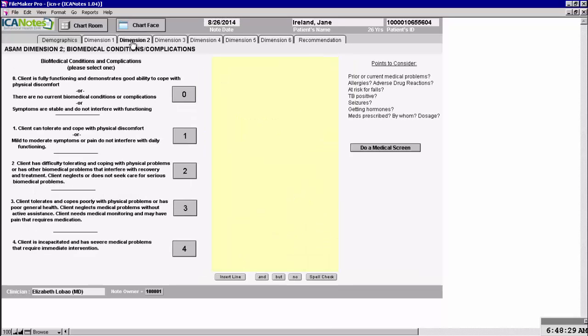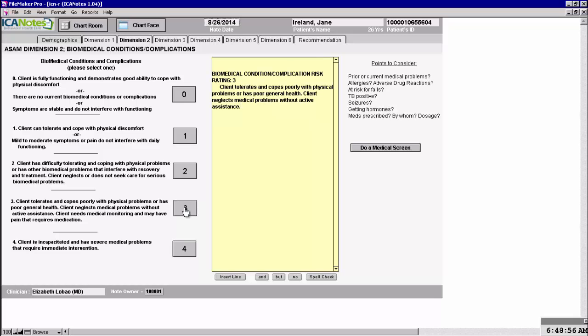Let's go over here to dimension 2. These are biomedical conditions and complications. Once again, you pick how the patient is functioning and rate them. There's some points to consider over here. You might want to read through these before you make a decision. I'm going to say that this patient scores at a 3. Patient tolerates and copes poorly with physical problems or with general health, etc. Patient neglects medical problems without active assistance, and so on.